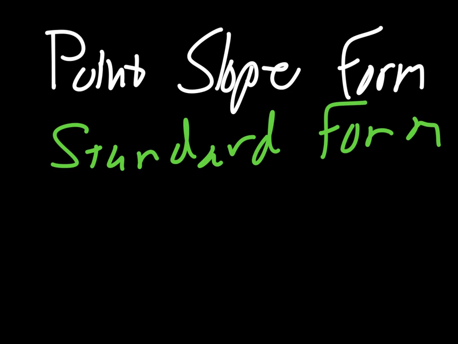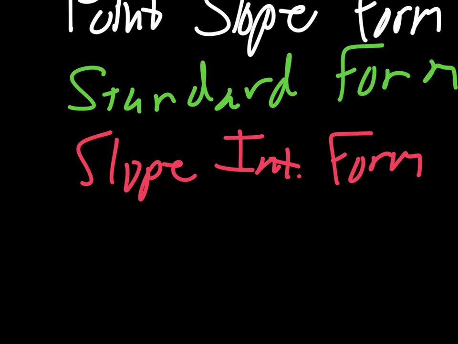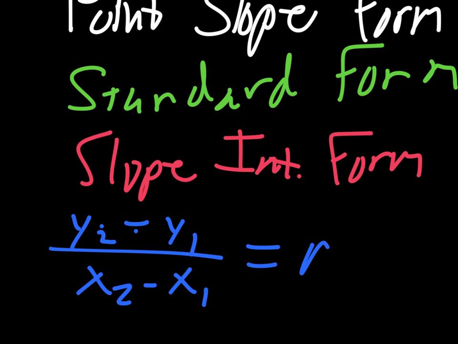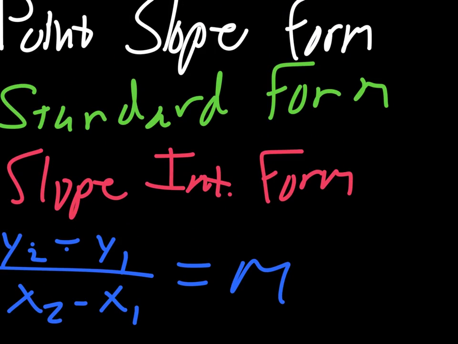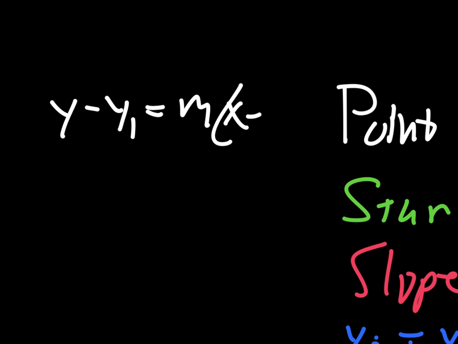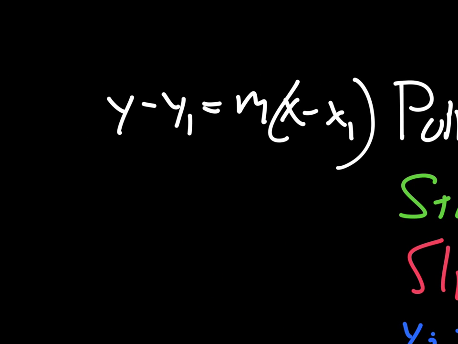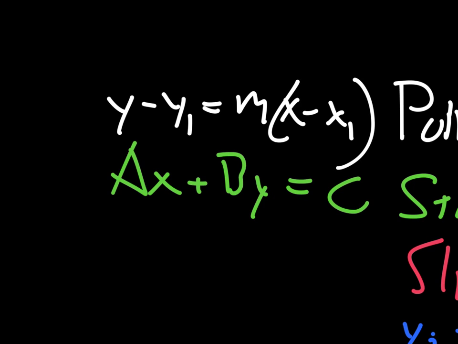Let me do this different color. Slope intercept form, I abbreviated. We also learned y2 minus y1 over x2 minus x1 equals m. Let me write these out, by the way, next to it. Point slope form is this one, y minus y1 equals m times x minus x1. We learned standard form, which is this one, ax plus by equals a constant.